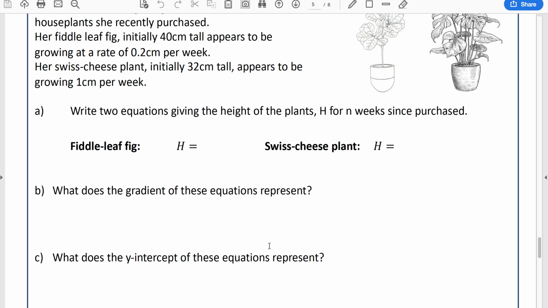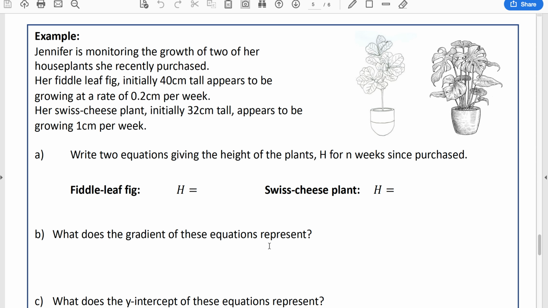So with this first one, what you'll notice is we are given some information about two different things. In this case, it's two different plants, and these plants have been purchased by Jennifer, and they've got different heights when they were first purchased. So we've got the fiddle leaf fig, which was initially 40 centimeters tall, and we've also got how fast it's growing. So it's got 0.2 centimeters per week.